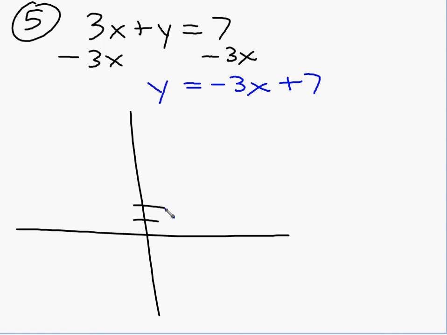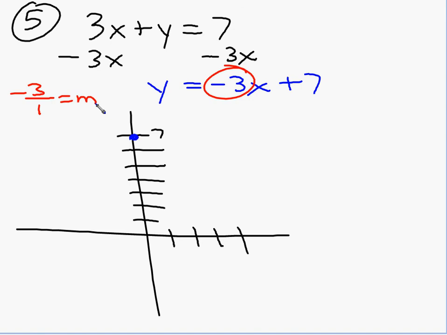So I would start at 1, 2, 3, 4, 5, 6, 7. And that's where I would put my first dot. That's the y-intercept. The slope is negative 3 over 1. That's my slope. So I'm going to come down 1, 2, 3 over 1. Put a dot. Okay, I could come down 3 over 1 again, put a dot. Okay, and we will stop there for today.